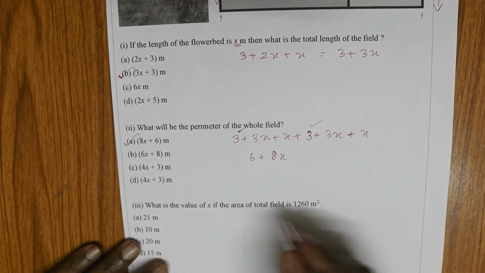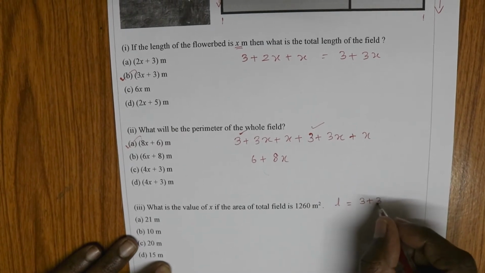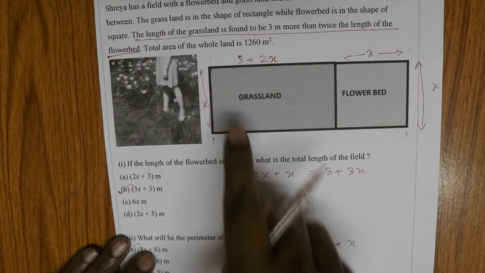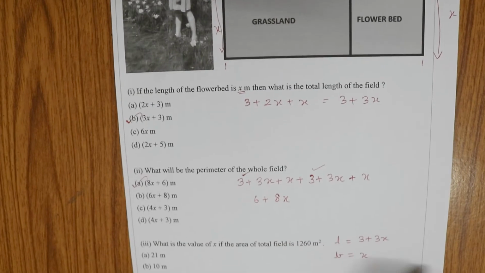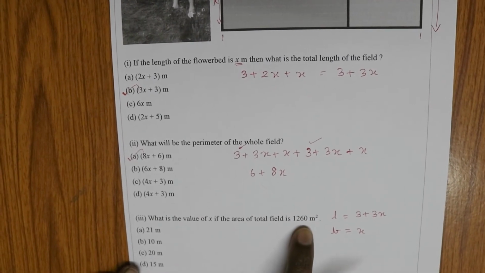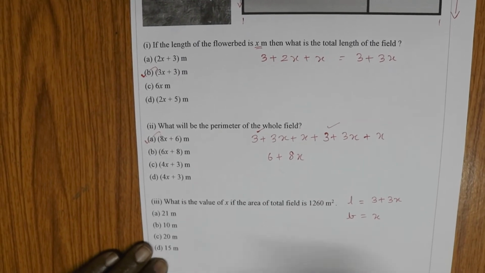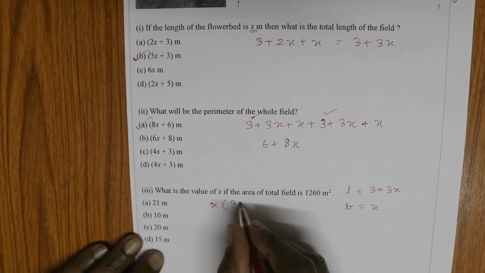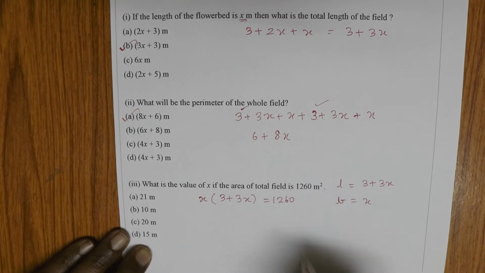So what is the length of the entire field? Length of the entire field is going to be 3 plus 3x. Breadth of the field is going to be x. See whether it is correct. It is 3 plus 3x and this is going to be x. So this is L into B. Now the total field, the area will be 1260. So I know that a rectangular field's area will be L into B. So L into B is going to be 1260.